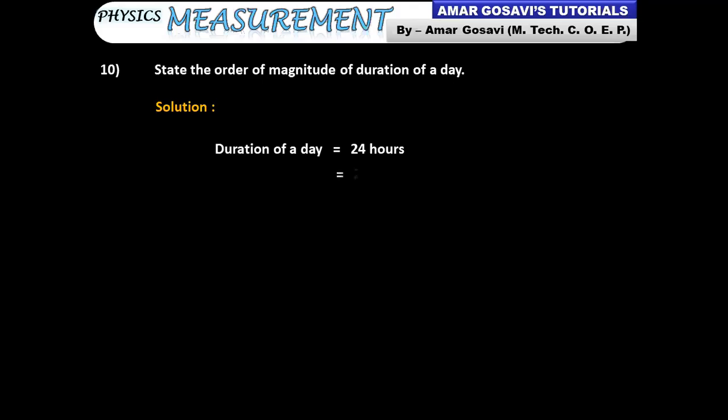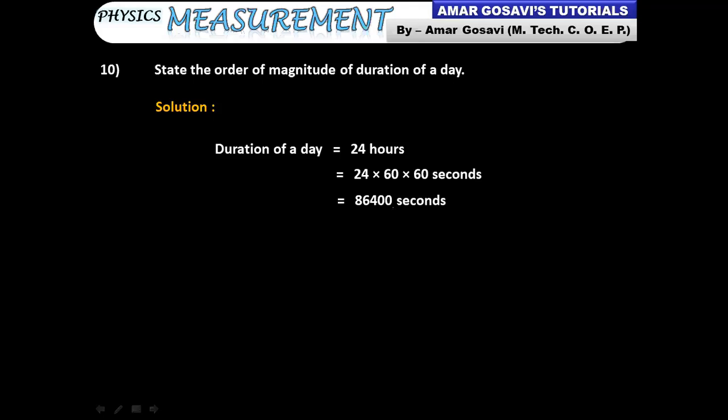So if I have to convert it in seconds, so 24 into 60 into 60 seconds. Okay. So then when I multiply this, you get a question like this. This is the way you are supposed to work it out. Okay. So 24 into 60 into 60 will ultimately amount to 86400 seconds.